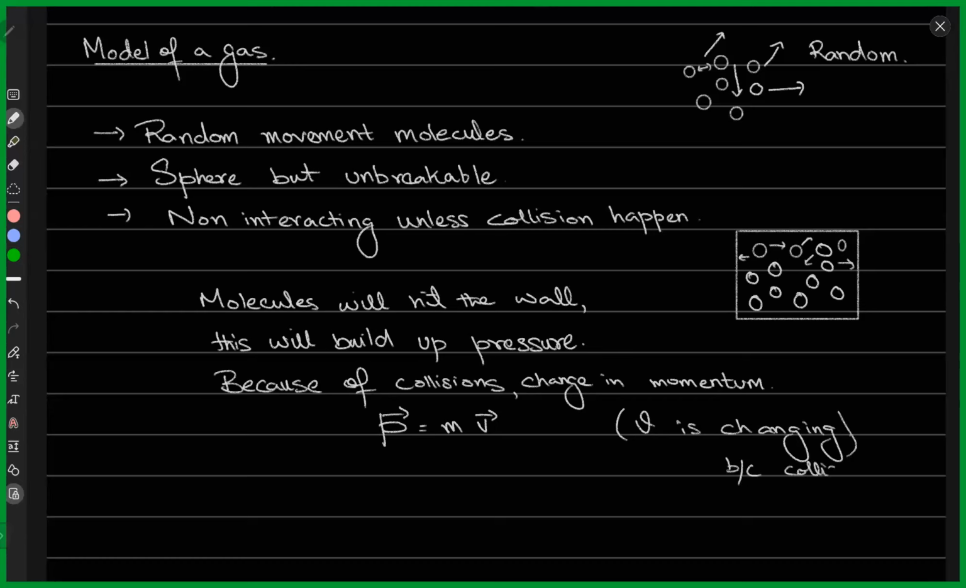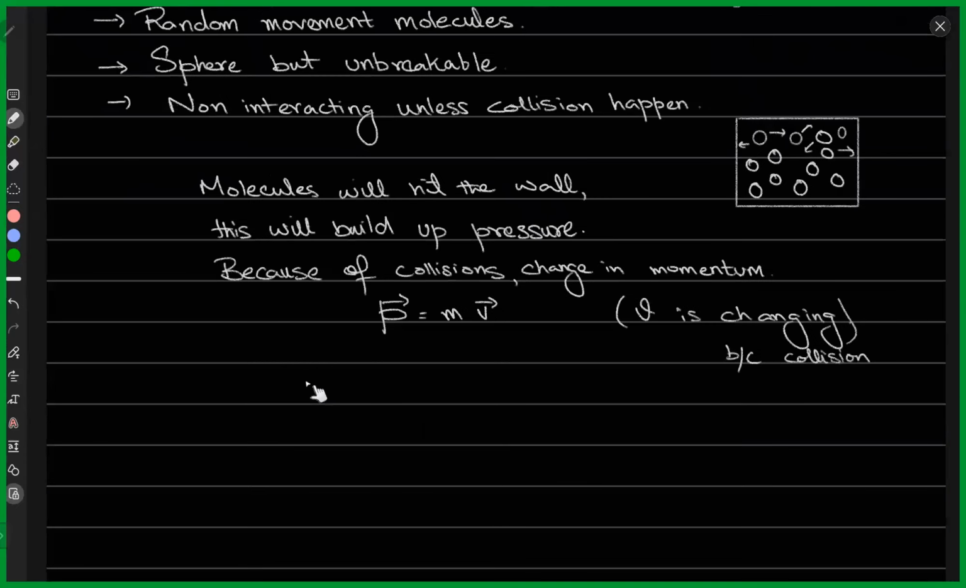So this change in velocity is going to produce a change in momentum, which will be m times the change in v. Let's just take m as a common factor outside: v2 minus v1. So first, the final velocity minus the initial velocity. So that's just the change in momentum.